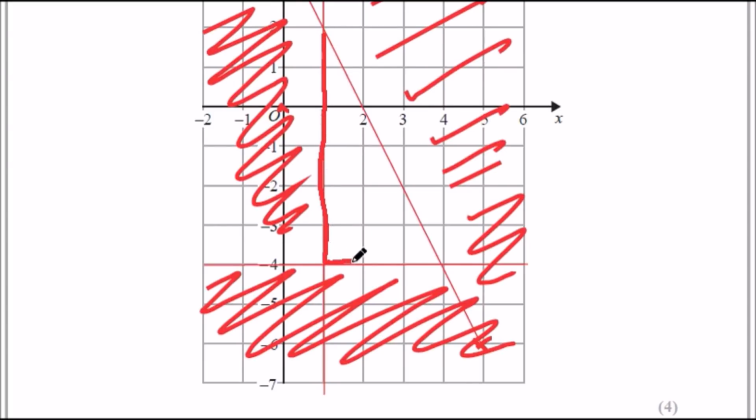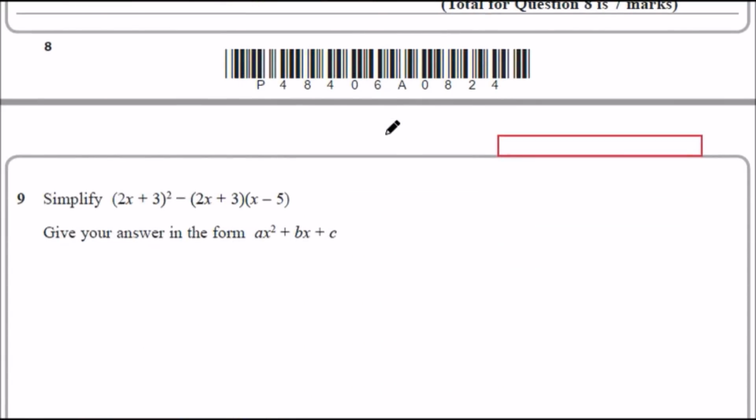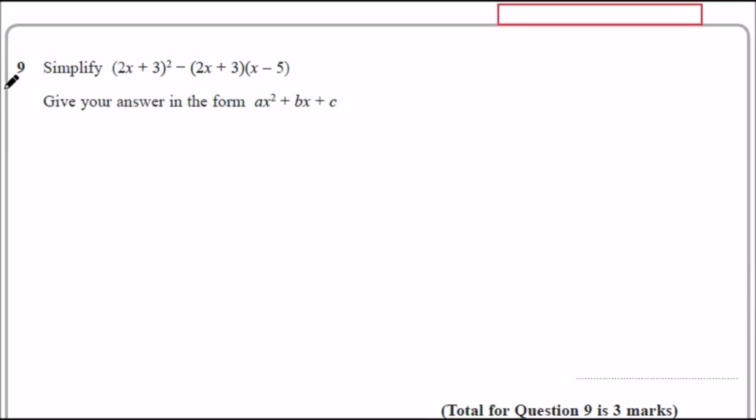If you see carefully, this triangle. Hopefully, it doesn't want us to find the area of this triangle next. So this would be our region of interest. Okay, label R. Okay, cool. That's done. Okay, so number 9.